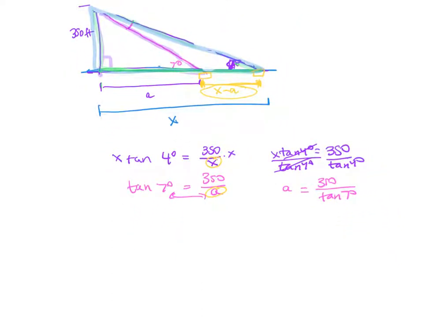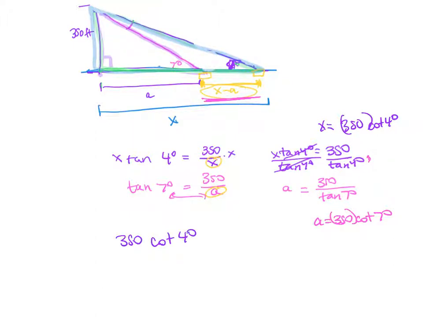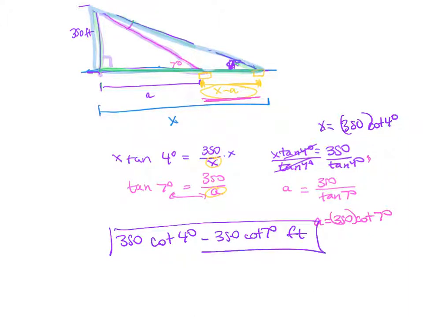Now, I know the answer had cotangent, right? So remember, if it's in the denominator, how do you get it to the top? Well, x equals 350 cotangent of 4 degrees. Then for the a value, you do the same thing. a equals 350 cotangent of 7 degrees. So we're really looking at x minus a to get the distance. So x is 350 times cotangent of 4 degrees minus 350 times cotangent of 7 degrees feet. And there is our answer.